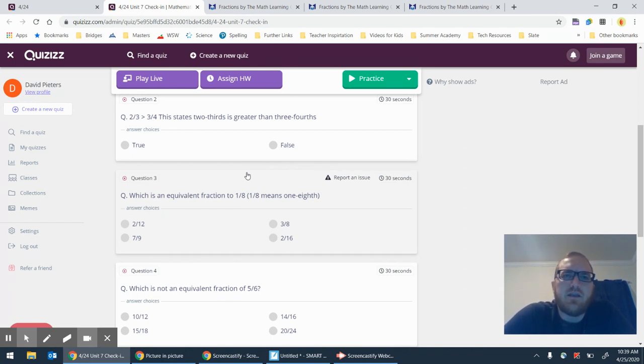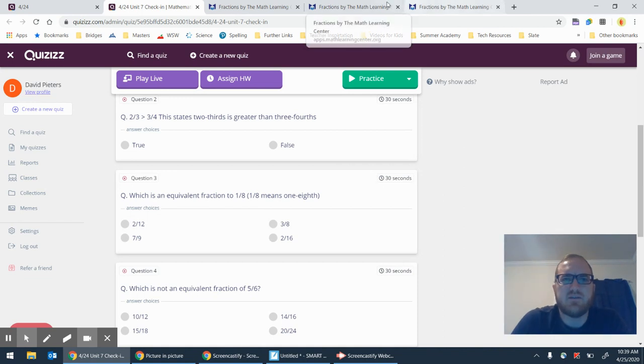And so the reason why I think 7/9 doesn't fit is 1/8 is less than half. 4/8 is half. Whereas when I look at 7/9, that's close to a whole. So I know that these two cannot be equivalent. And I'm looking for equivalent fractions.